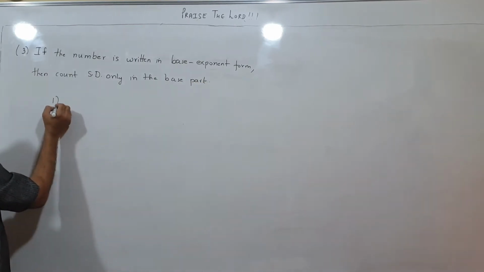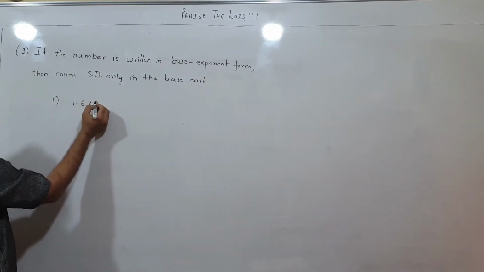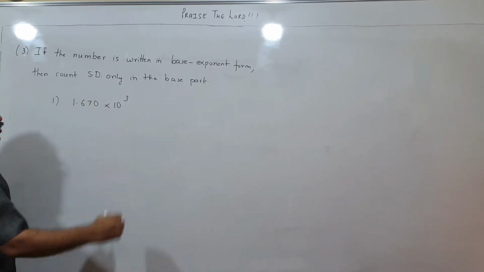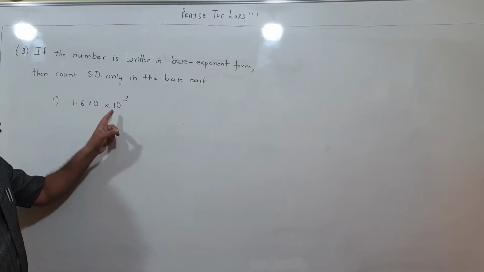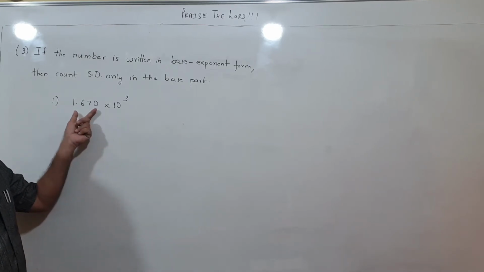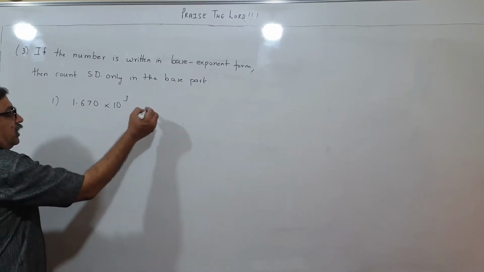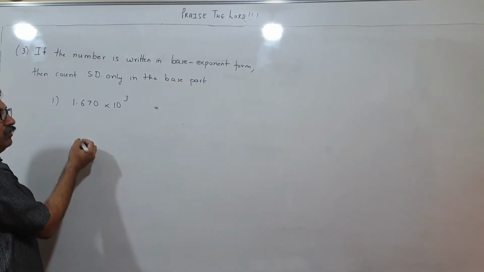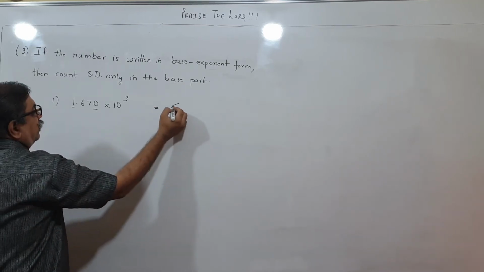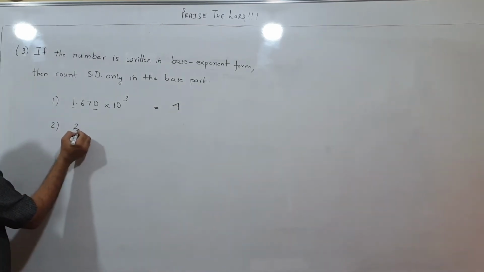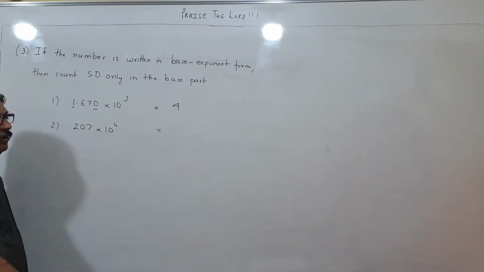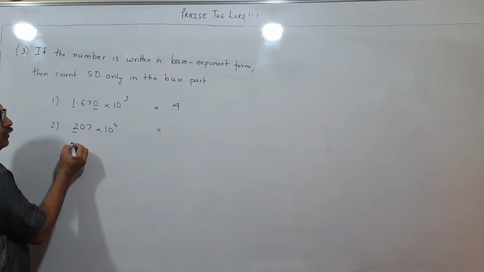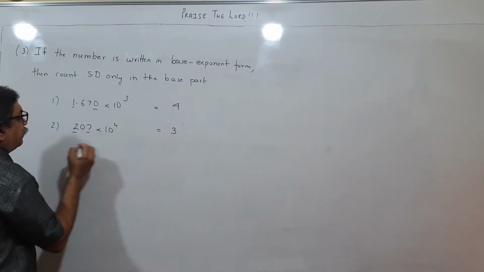Like example, supposing it is said 1.670 into 10 raised to cube. This is the base, this is the exponent. So we will forget about the exponent, we will count significant digits as per rule number 1 and 2 only in the base part. We will not consider this. So here the number of significant digits will be, it has got a decimal point from first to last, so it is 4. If I have a number like 207 into 10 raised to 4, so there is no decimal point, from first non-zero to last non-zero, that will be 3.